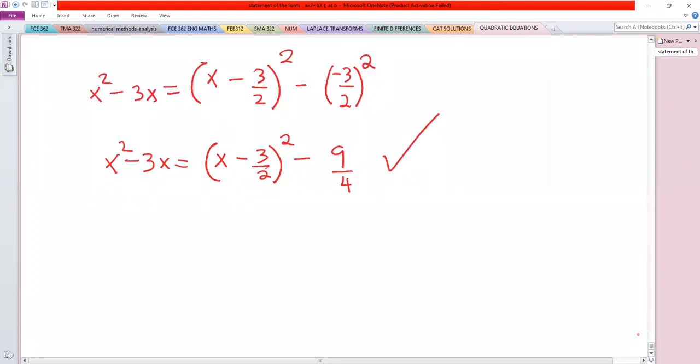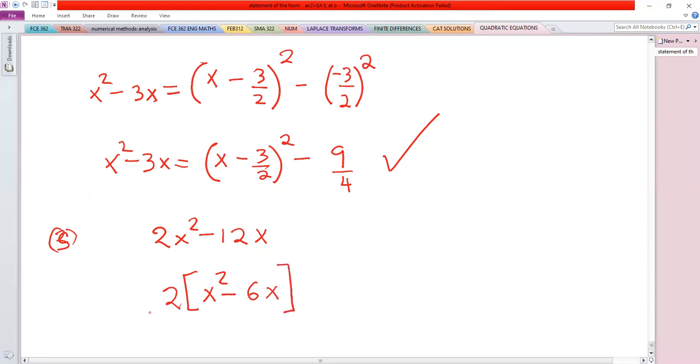And then C, for number 3, we have 2x squared minus 12x. Now, for this one, the first thing is to ensure that the coefficient of x squared is 1 by rewriting this one as 2 into x squared. After factoring out 2, you have minus 6x. So this is the same thing as 2x squared minus 12x.